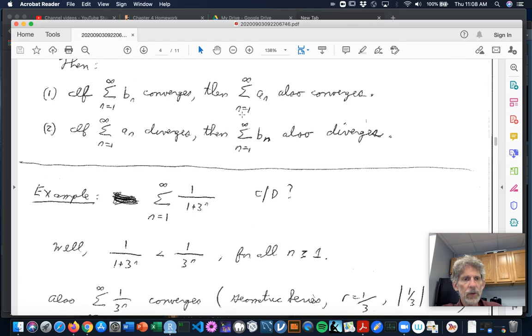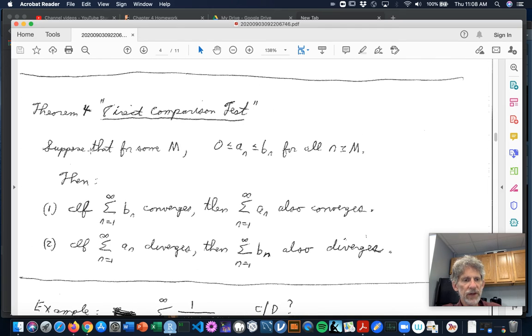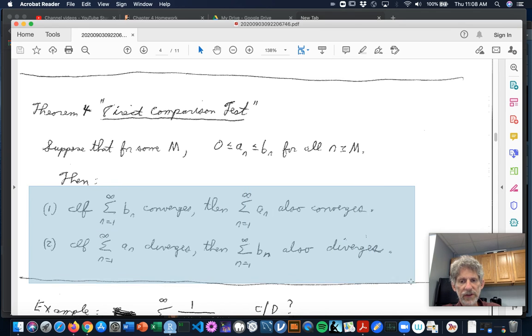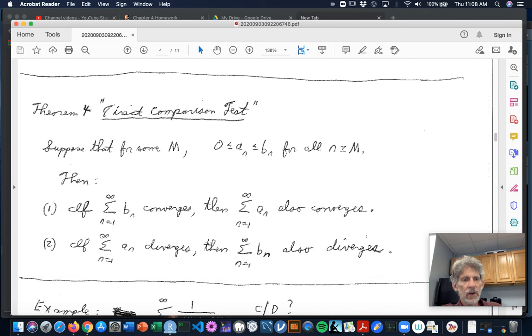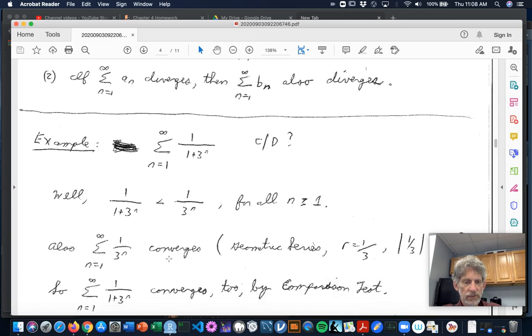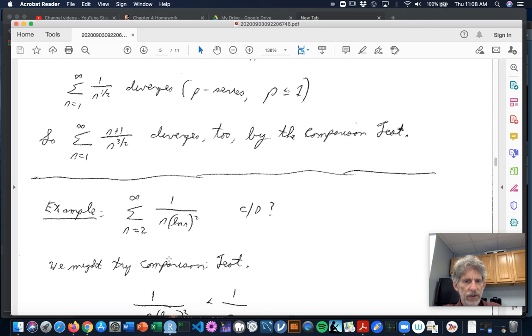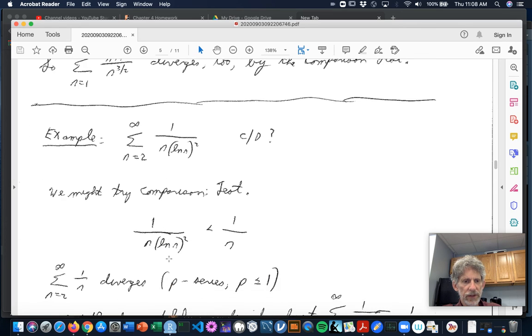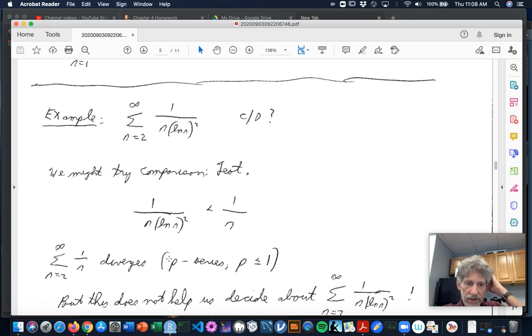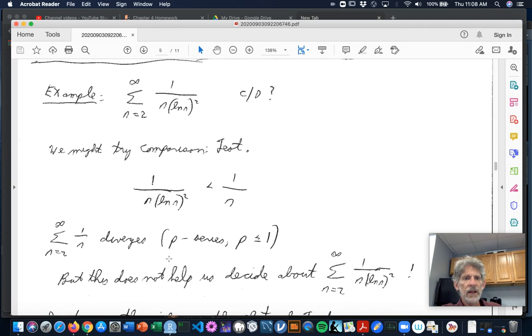So you only get to use this direct comparison test in these two situations here. When the series you're interested in is less than a convergent, or the series you're interested in is bigger than a divergent. So it's a little bit tough test to use sometimes, but it's really worth it. But let me show you a time when maybe it's just too tough to use.